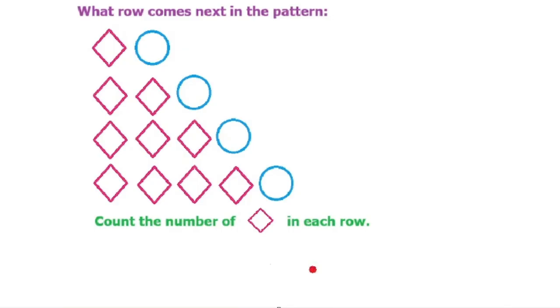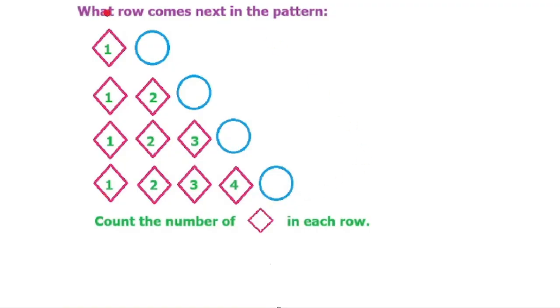So the first thing to do is count the number of diamonds in each row. And let's do that. So there's 1 in this row. Then the next row has 2 diamonds before the circle. The next row has 3 diamonds before the circle. And the next row has 4 diamonds before the circle.